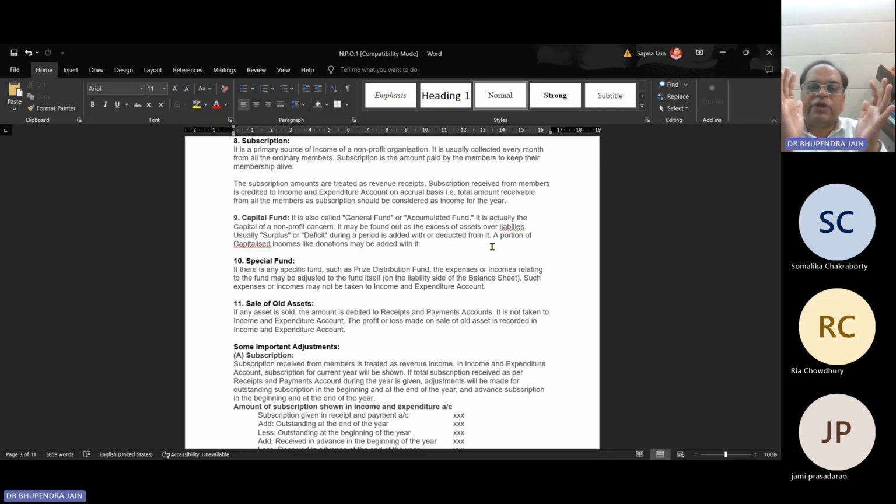But where is the same concept applied? In the NPO. Clear? If a surplus is generated, then we will include it in the accumulated fund. If a deficit is generated, what will we do? We will subtract it from the accumulated fund. Just as an example, your receipt or income is rupees 5 lakh, but your expenditure is rupees 5 lakh 20,000. So 5 lakh is the income and 5 lakh 20,000 is the expenditure, so the 20,000 is the deficit. If a deficit occurs during the year, then we will subtract it from the general fund or accumulated fund or the capital fund. Is this clear?